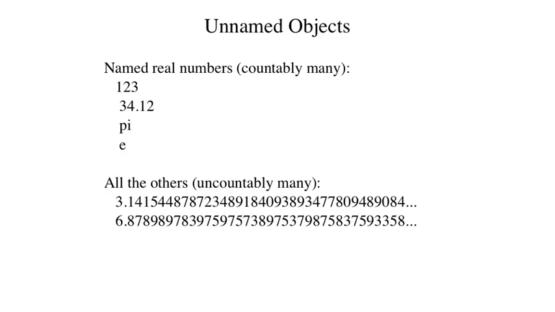The reverse is also true. We sometimes find that there are objects in an application area for which we have no names at all. For example, we have names for many real-world numbers, real numbers, integers, decimal numbers, and some transcendental numbers like pi and e. However, we do not have names for all of them because we have only countably many names and uncountably many numbers.